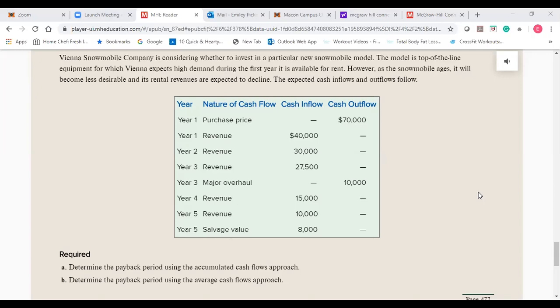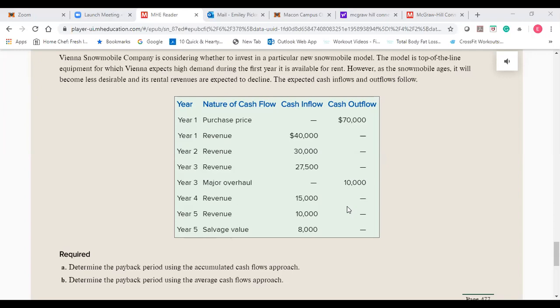So that's the first way. The second is the average. So I'm going to take 40,000 plus 30,000 plus 5. I'm going to subtract out that 10,000 that I paid, plus 15, plus 10, plus 8. Okay. I'm going to divide this by 5 because I had a total of 5 years.